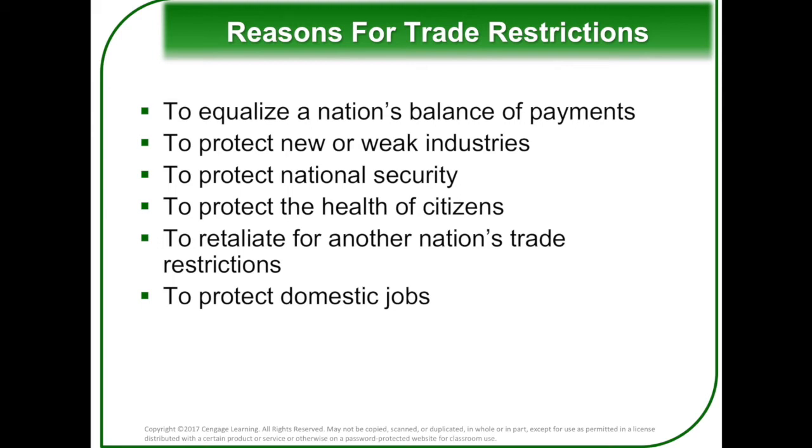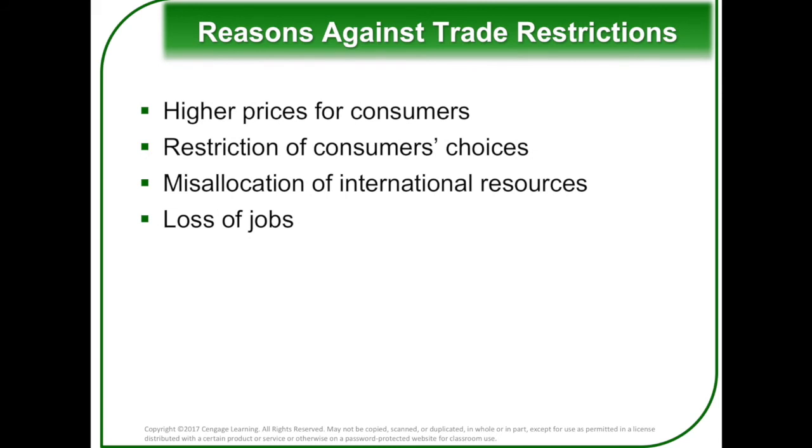Sometimes you want a trade restriction simply to get back at a country. They've got trade restrictions you don't like, so you may just want to retaliate. We're going to talk about how hard it is to get a trade restriction for any reason. And again, it's not just something you go out and do. Sometimes you want one simply to protect domestic jobs.